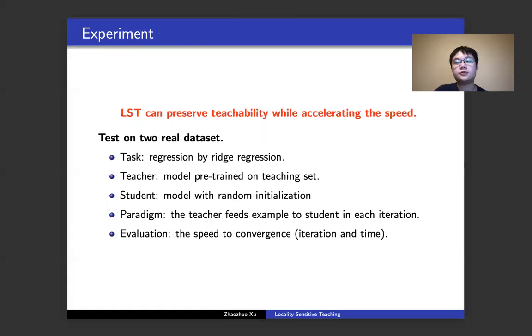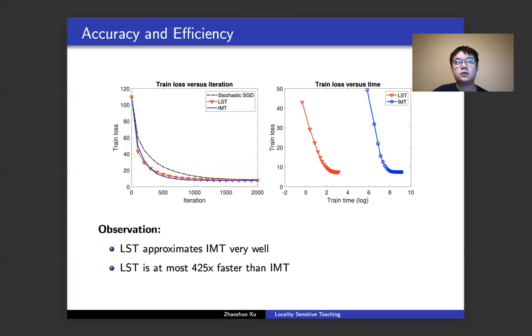Finally, we introduce our experiment. We choose our tasks as regression and classification. The teacher model is trained on the teaching examples. Given the student cognitive model with random initialization, the teacher is required to feed the student 1 example per iteration. We use the speed towards convergence as our evaluation metric. As shown from the results, LST outperformed IMT with a huge saving in running time. Meanwhile, LST achieved the same iteration-wise convergence as IMT.